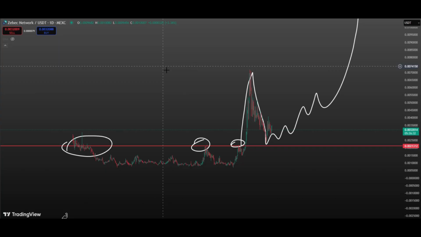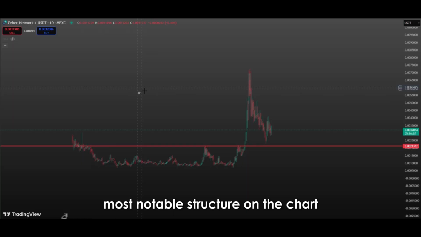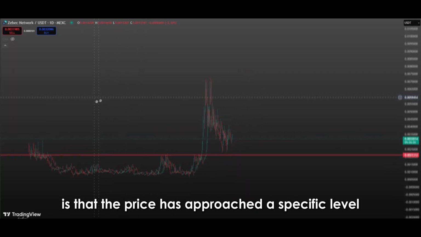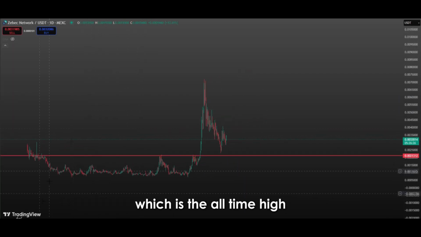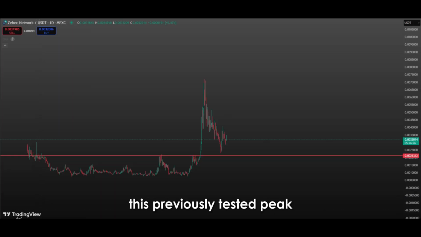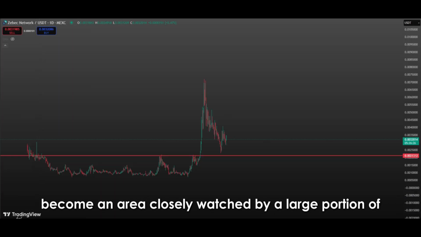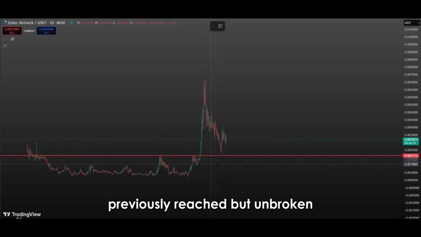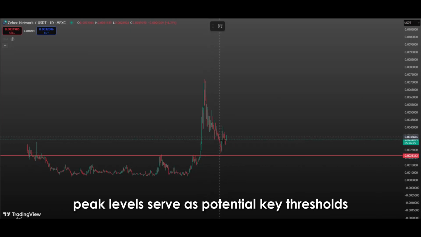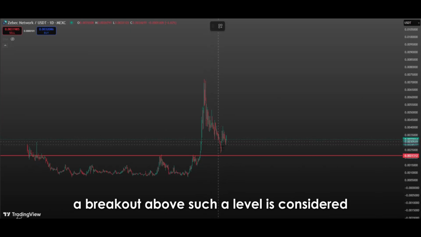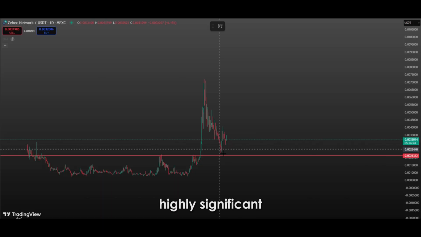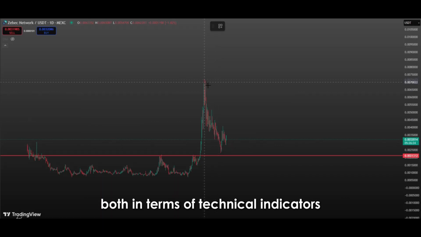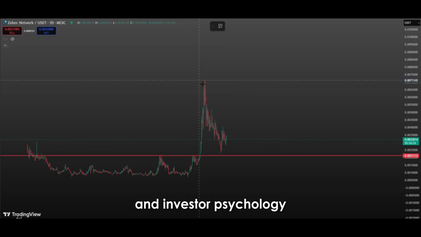Stay tuned. At the moment, the most notable structure on the chart is that the price has approached a specific level, which is the all-time high. This previously tested peak has become an area closely watched by a large portion of investors. In technical analysis, previously reached but unbroken peak levels serve as potential key thresholds. A breakout above such a level is considered highly significant, both in terms of technical indicators and investor psychology.